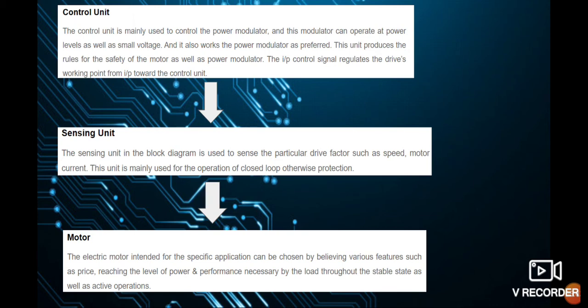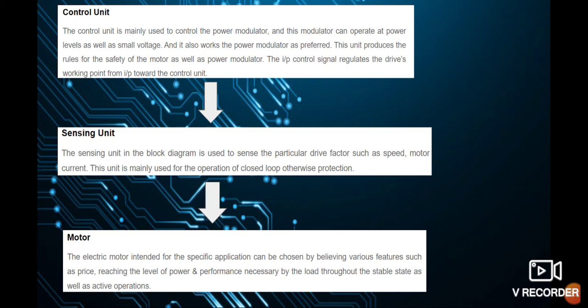This unit is basically used for the operation of the closed loop protection. That is, the sensor or the sensing unit is used to sense particular drive factors that are necessary to drive the system, that is the speed and the motor current, and it is also used for the operation of closed loop protection.